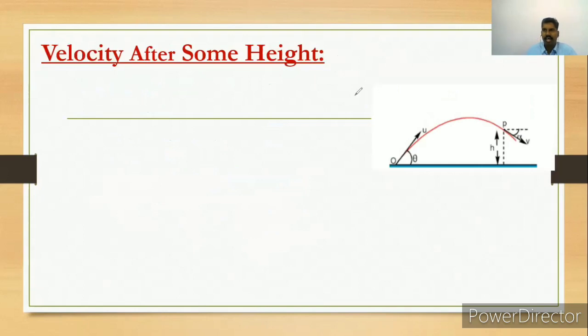In the same case, we are projecting, and after some time it reaches point P. At this point P, the height is h. So in this case, we will find the velocity at some height. The initial velocity is resolved into two components, u cos theta i cap plus u sin theta j cap. The acceleration is minus g j cap, vertical only. Here the height, I am taking s equal to h, is also vertical, so j cap.